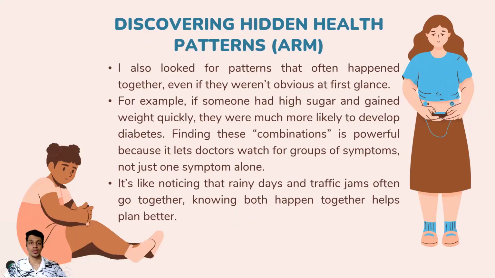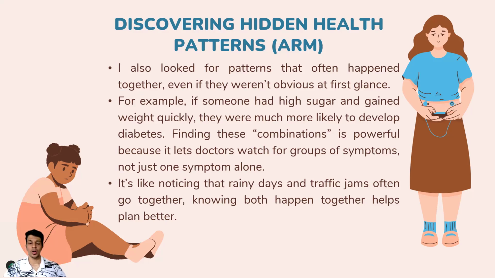Discovering hidden patterns using ARM. Then I explored deeper connections using association rule mining, also known as ARM, a technique similar to how a store knows that people who buy milk will also buy bread and butter. In patient health data, I found that high blood sugar combined with rapid weight gain greatly increased diabetes risk.